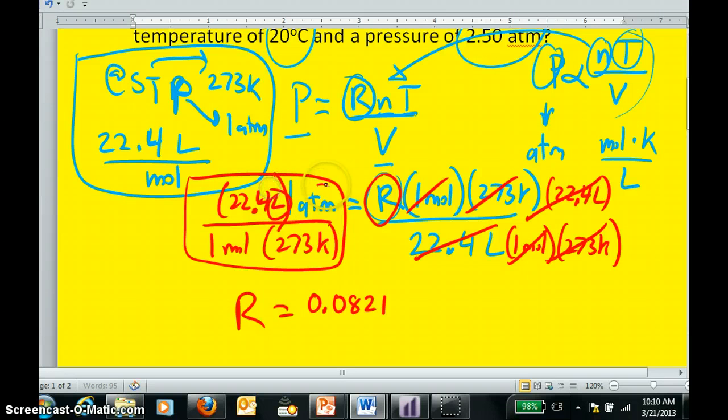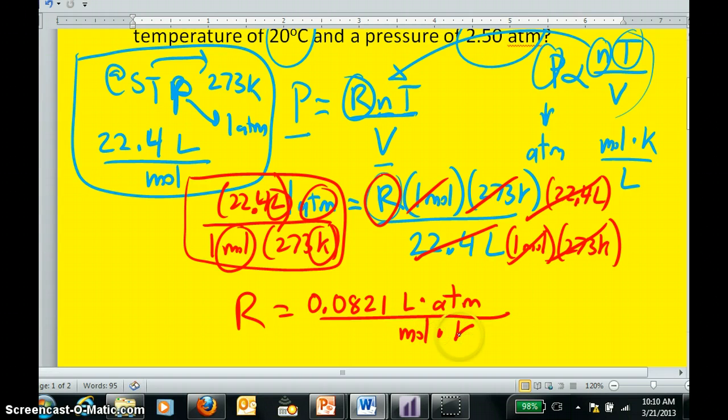They are liter atmospheres per mole Kelvin. I know that sounds like a lot to say, but it's critical that you remember these. Liter atmospheres per mole Kelvin. Now, the very definition of the word constant is that this is true at any conditions. This numerical value remains constant for any gas under any conditions. And therefore, in any gas problem whatsoever, you can use this constant.